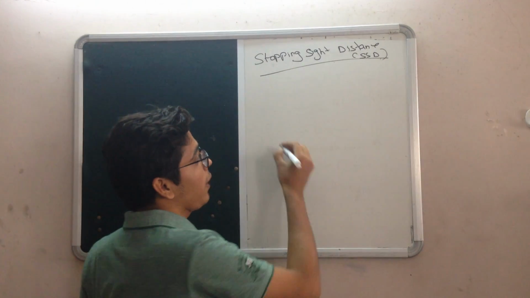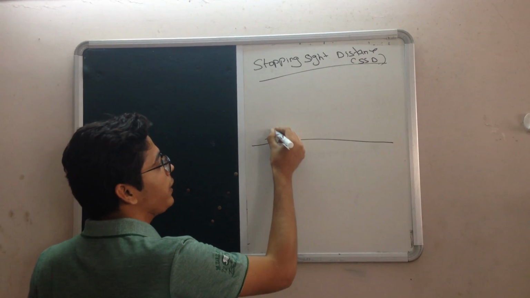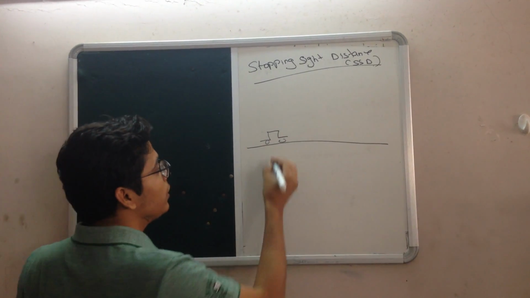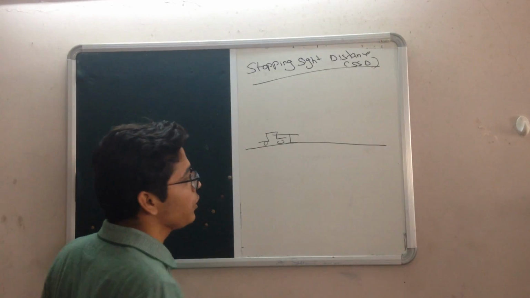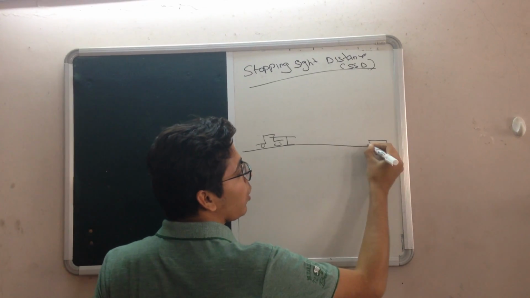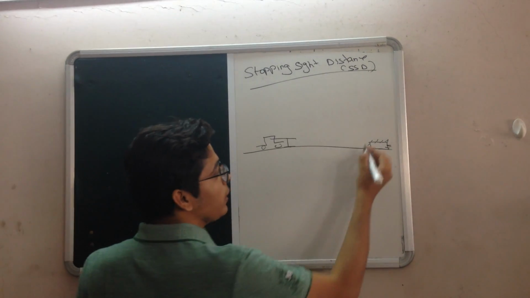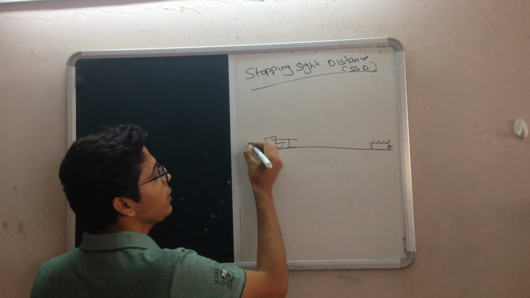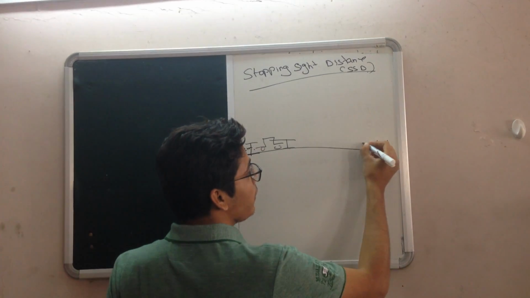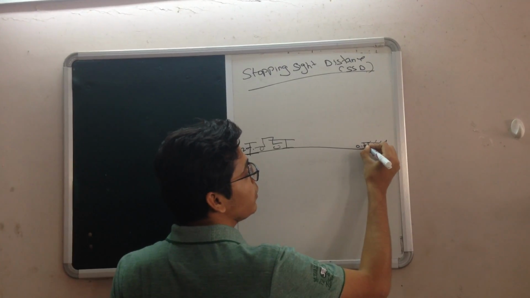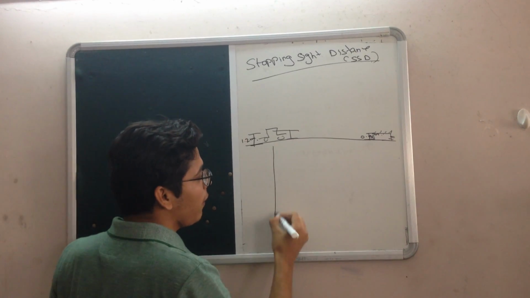Now suppose you are traveling on a straight road. The driver will be traveling in a car. The driver's eye will be at a certain height above the carriageway. And suppose there is an obstruction at a certain distance on the road. According to the IRC, this standard eye height should be 1.2 meter. As well, the obstruction height should be 0.15 meter.